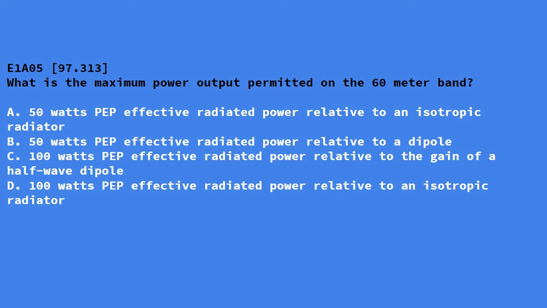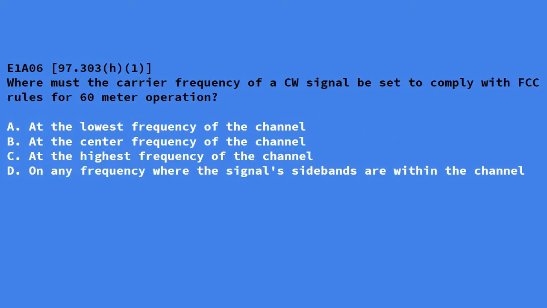E1A05, what is the maximum power output permitted on the 60-meter band? 100 watts PEP effective radiated power relative to the gain of a half-wave dipole. E1A06, where must the carrier frequency of a CW signal be set to comply with FCC rules for 60-meter operation? Answer is at the center frequency of the channel.